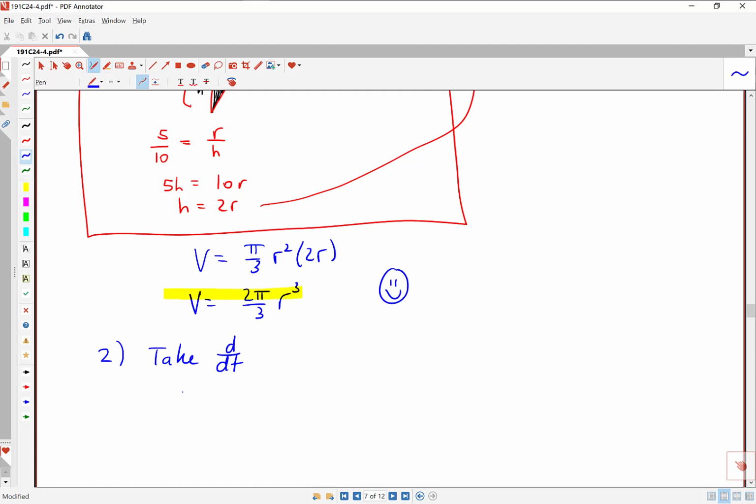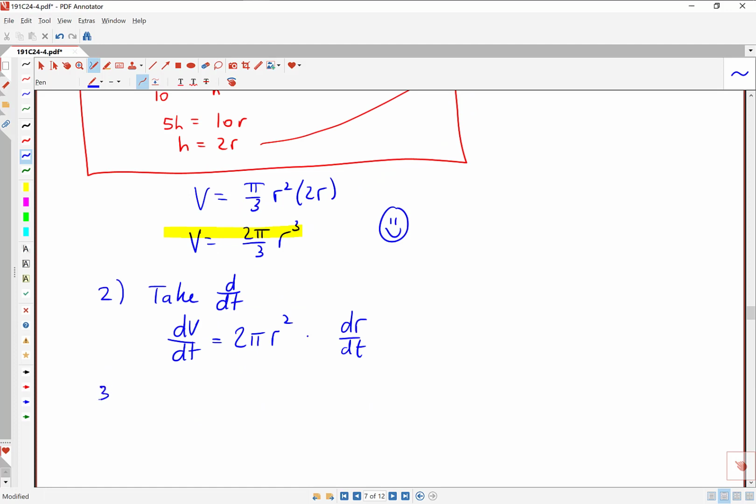So on the left side, dv by dt. On the right side, take the derivative of the right side. So the cube will come down and multiply with that 1 over 3, just to give us 2 pi. Power on the r will decrease. And then we need to multiply by derivative of the inside function, which is r, with respect to t.